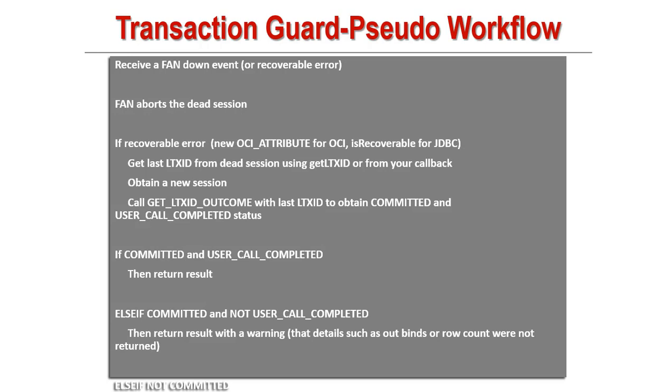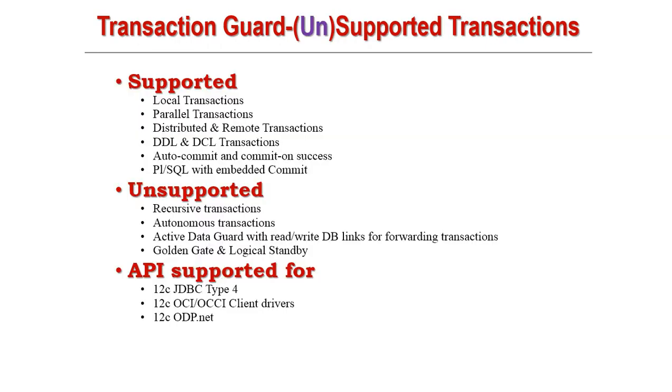This is how the service configuration for Transaction Guard is required. All you have to do is set in the service the commit outcome equal to true and the retention parameter with the retention value. You can do it in any environment, whether a single instance or a RAC environment. Now Application Continuity is a feature which uses Transaction Guard.